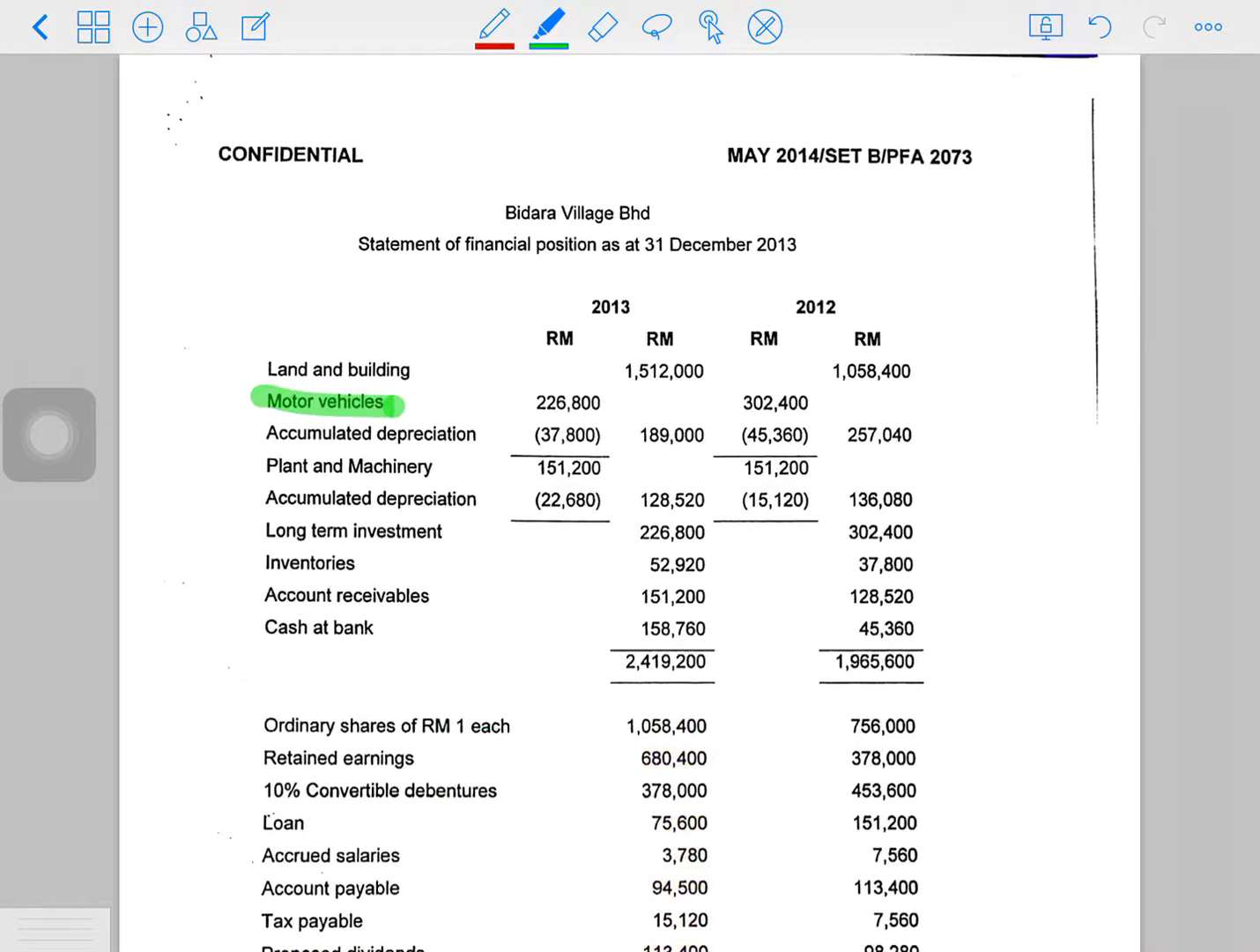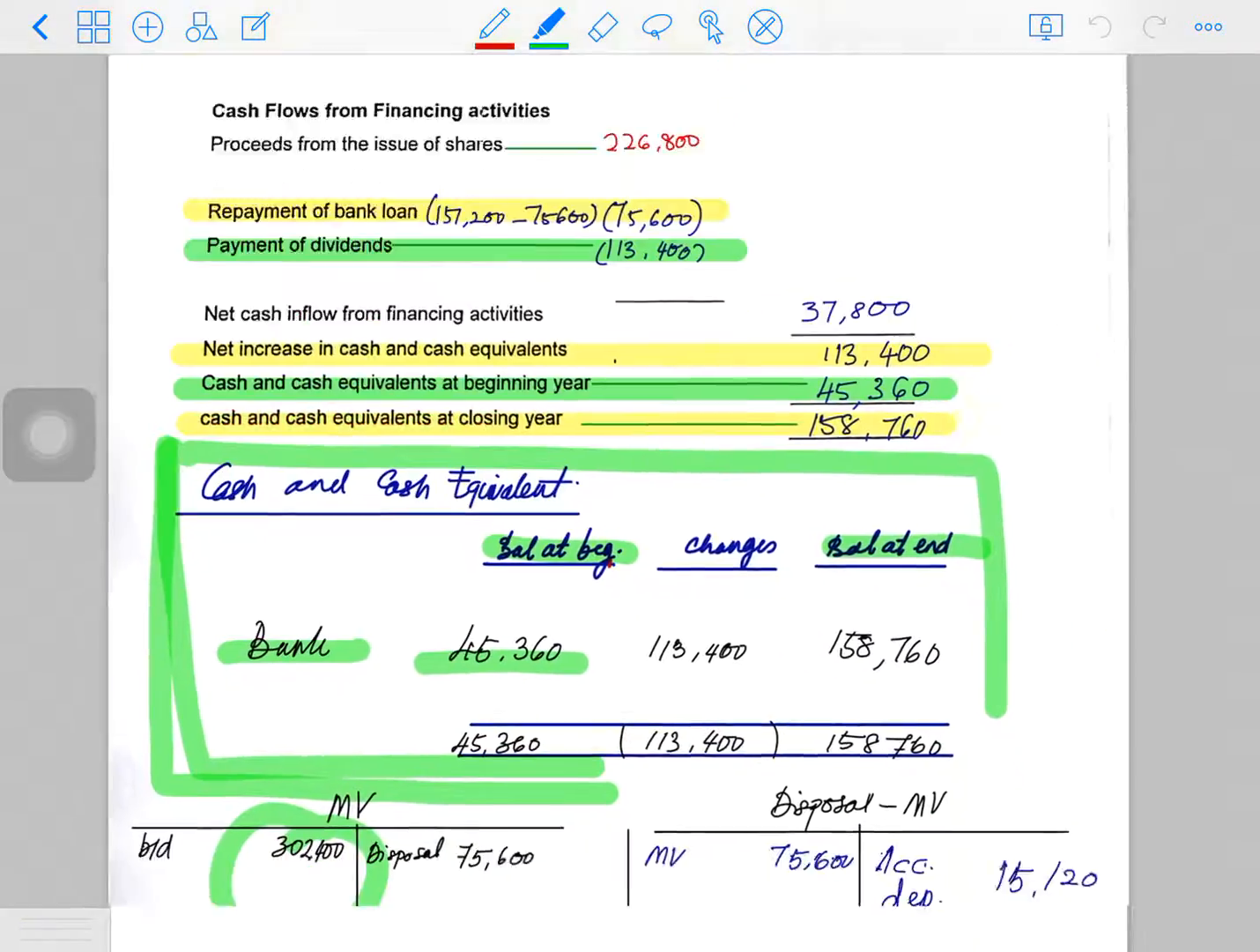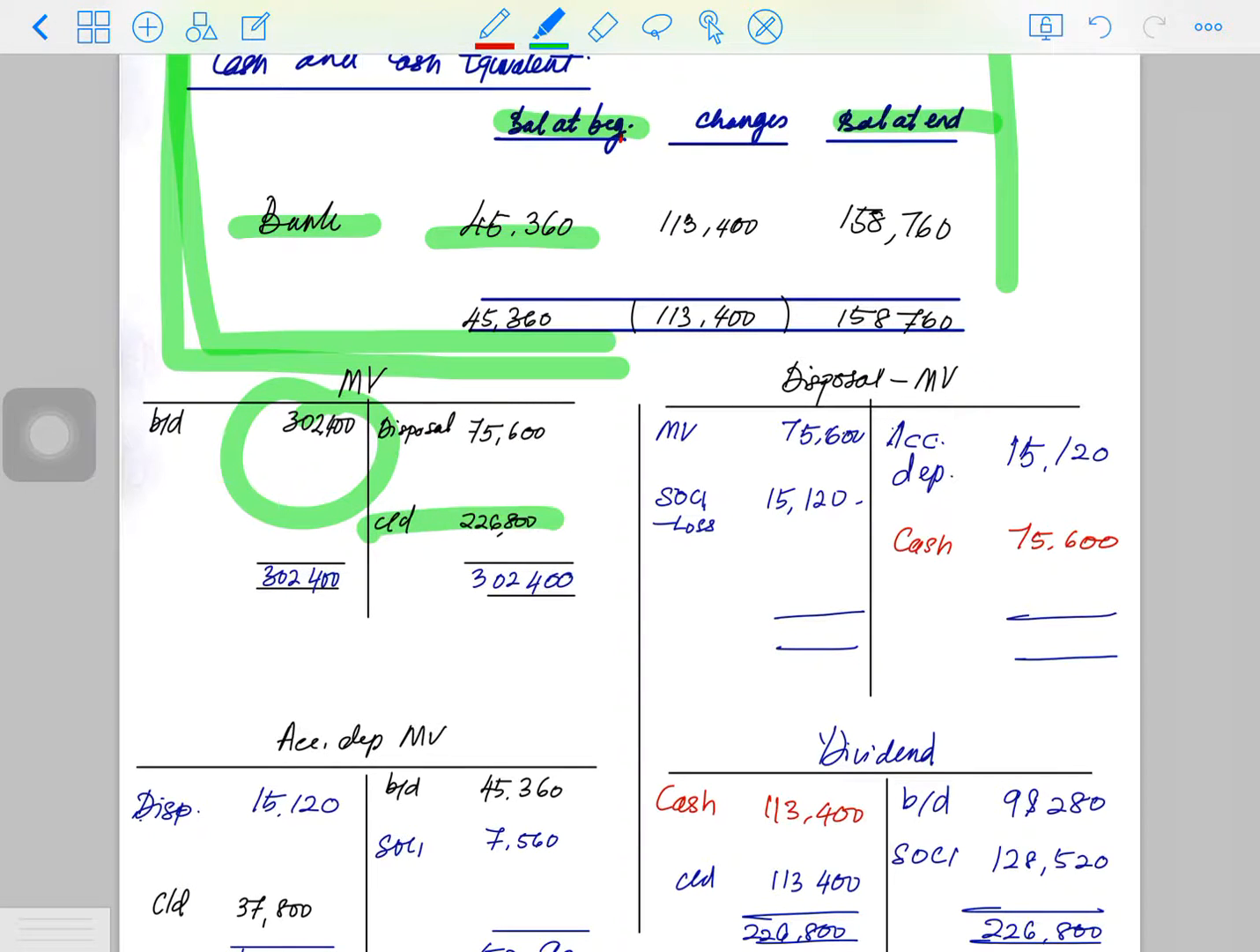So for motor vehicle here, since I use cost, I record the cost, balance brought down and balance carried down. So here is the balance brought down and balance carried down. Never mind, we just be aware of this. This is balance carried down, 22,680. Put in all the balance brought down and balance carried down.